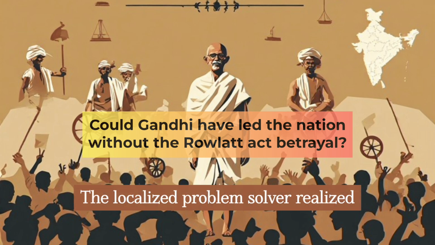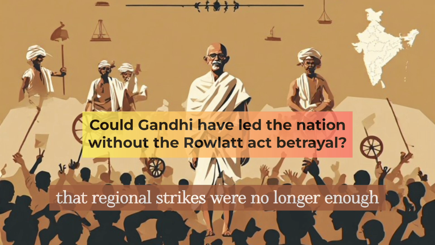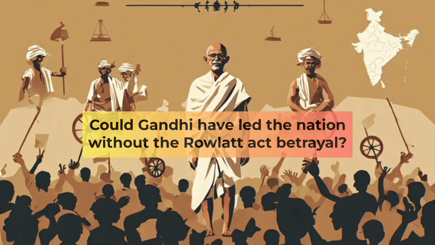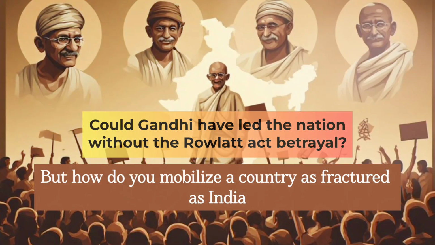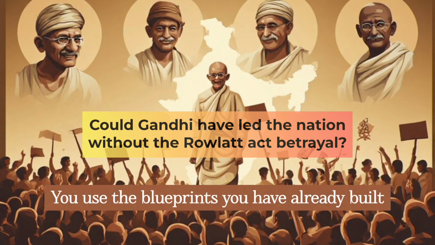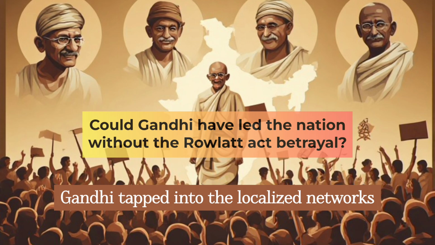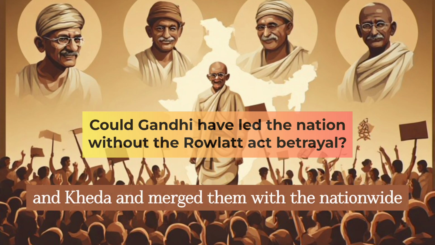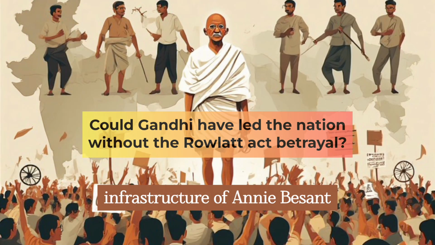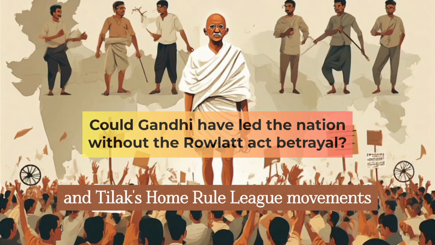The localized problem solver realized that regional strikes were no longer enough to fight a systemic monster. He needed a nationwide response. But how do you mobilize a country as fractured as India? You use the blueprints you have already built. Gandhi tapped into the localized networks he had created in Champaran and Kheda and merged them with the nationwide infrastructure of Annie Besant and Tilak's Home Rule League movements.